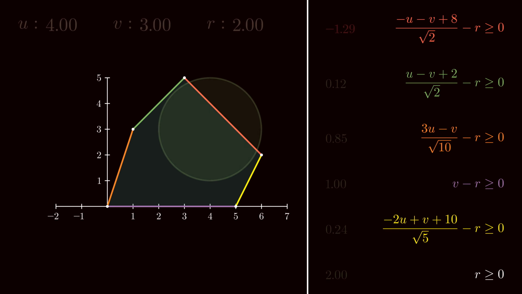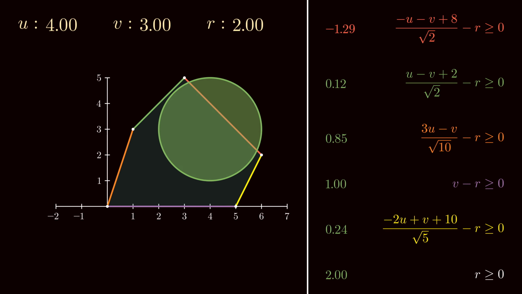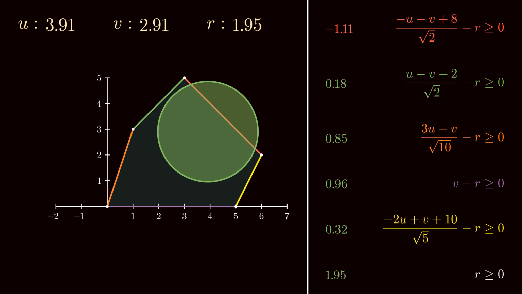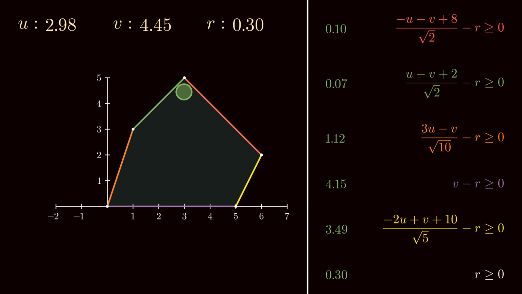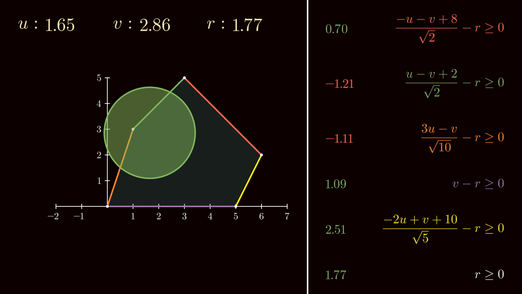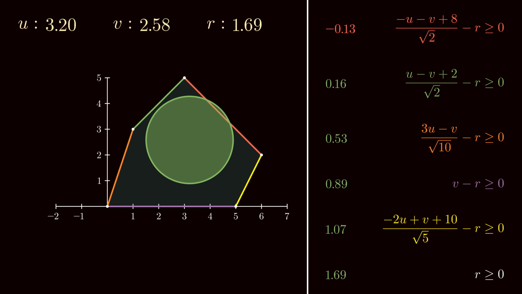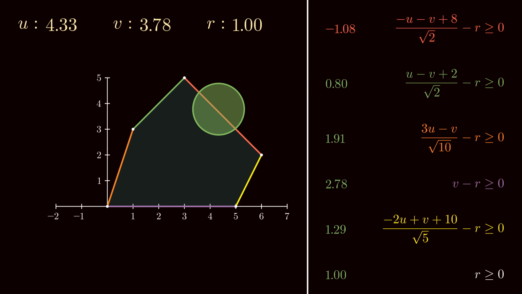Let's do a sanity check that our constraints do work. The coordinates and the radius of the green circle are displayed here. The values of the constraints are displayed here. If it's green, it means the constraint is satisfied and the value is non-negative. Otherwise, it's red. Let's check these constraints for various circles. Alright, it seems like the constraints are working as expected. If the circle is not in the pentagon, then at least one of the constraints is violated.